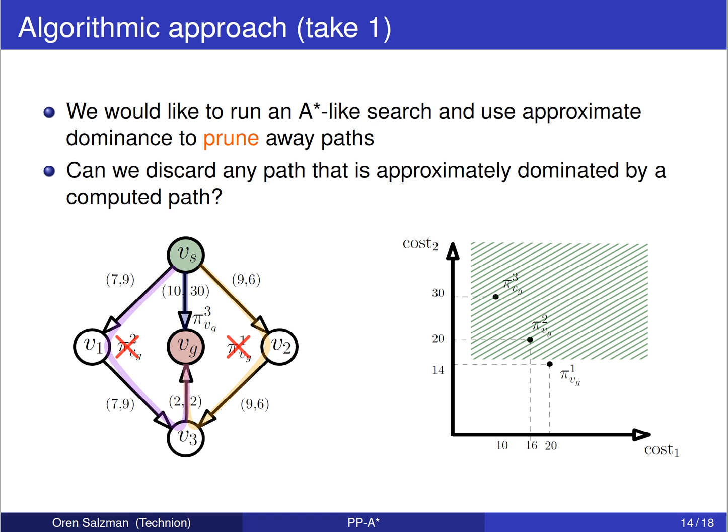The problem is that Pi3, the blue path, does not approximately dominate Pi1, the yellow path. However, because it was discarded in previous search iterations, and we did not account for this, we lost a solution in the approximate Pareto-optimal frontier. So the take-home message from this part is that we somehow need a mechanism to account for pruned paths.